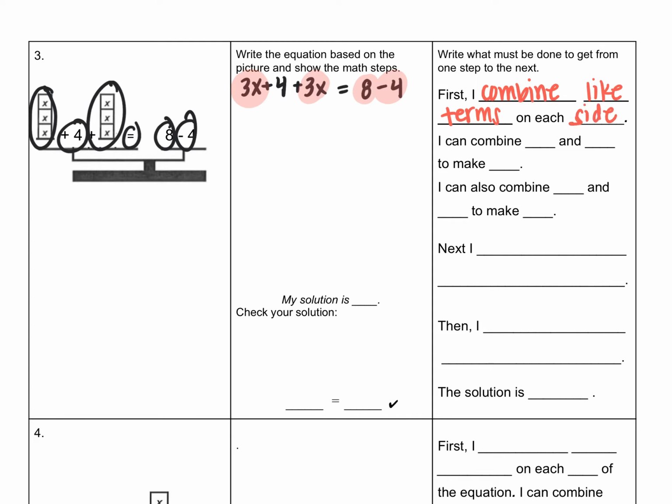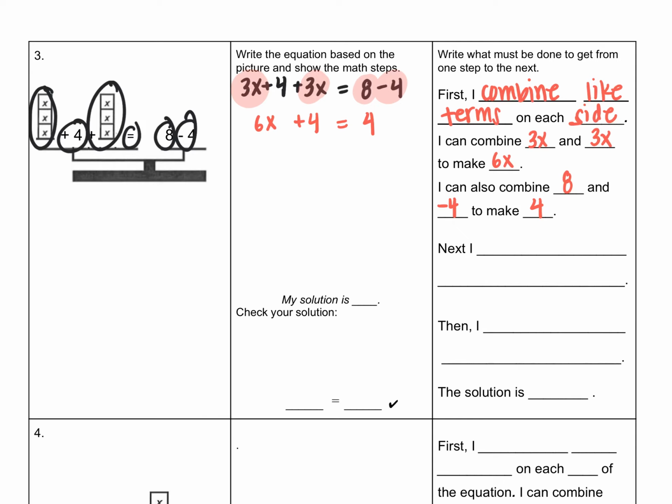On the left side, we can combine 3x and 3x to make 3x plus 3x is equal to 6x. So I'm going to write 6x here and that plus 4. I can also combine 8 and negative 4. So this is on the right side. I can combine 8 and negative 4 to make 4.